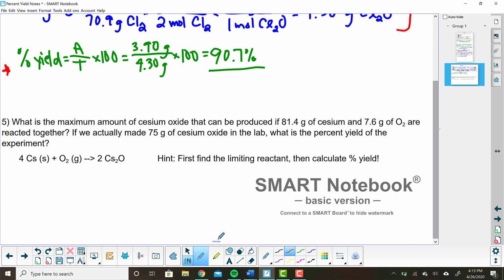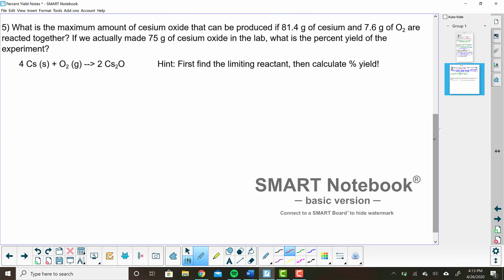this last problem here. It says, what is the maximum amount of cesium oxide that can be produced if 81.4 grams of cesium and 7.6 grams of oxygen are reacted together? Then if we actually made 75 grams of cesium oxide in the lab, what is the percent yield of the experiment? Then it gives you the reaction and a hint. The hint says, first find the limiting reactant, then calculate the percent yield. So pause the video, do that, and then come back here for the answers.